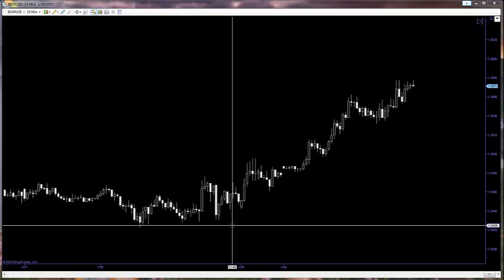Hope y'all are having a wonderful day, and you guys are coming along with the patterns and the ratios and the harmonics. Very exciting stuff. Nice way to trade. Price action, the much anticipated price action.